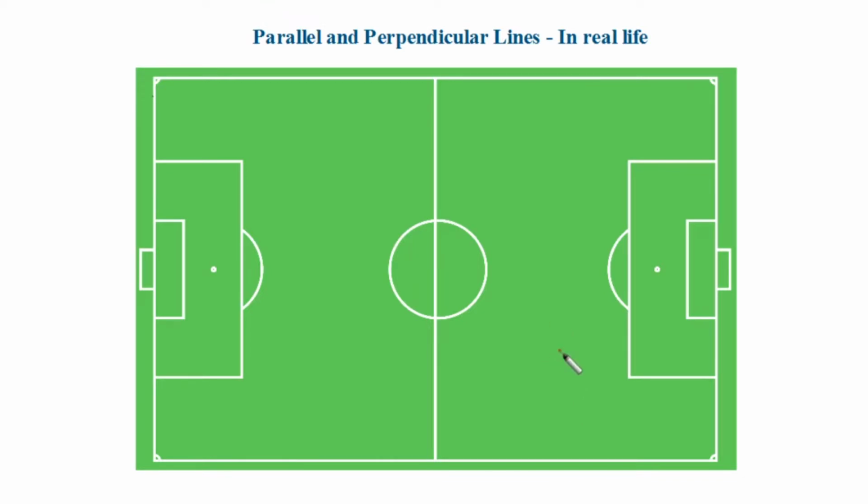Next, what are perpendicular lines? Perpendicular lines intersect each other at a right angle. Here we can see that this vertical boundary and the horizontal boundary intersect each other at 90 degrees and hence they are perpendicular to each other. Similarly, the halfway line and the horizontal boundary intersect each other at 90 degrees. So they are perpendicular to each other. You may pause the video and check out more real life examples based on parallel and perpendicular lines.